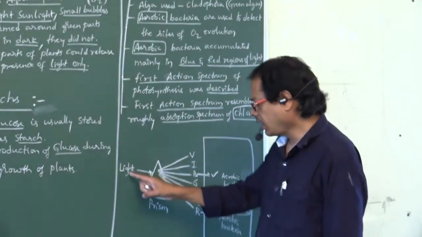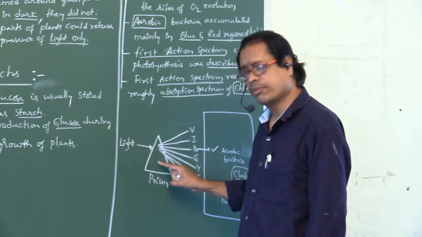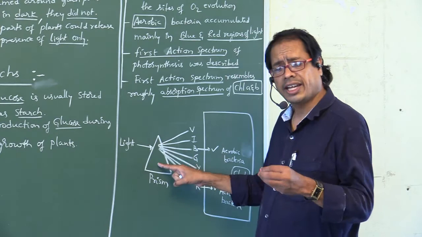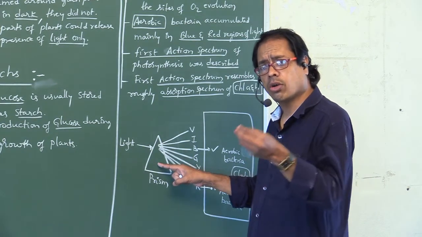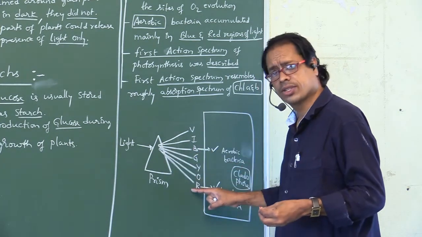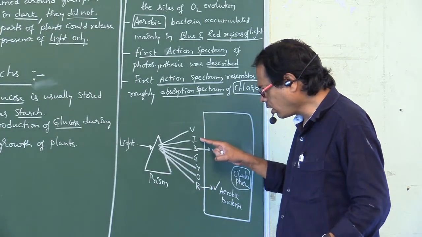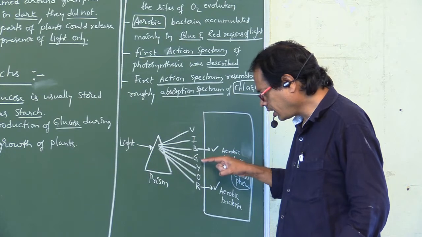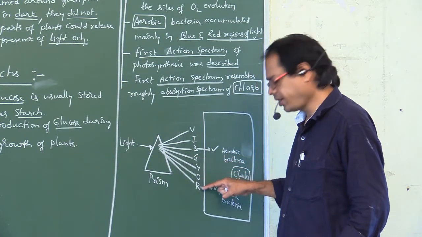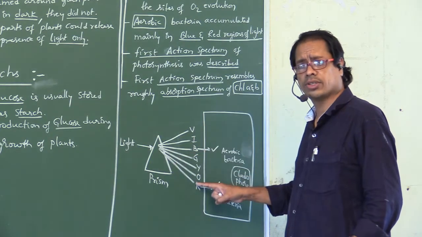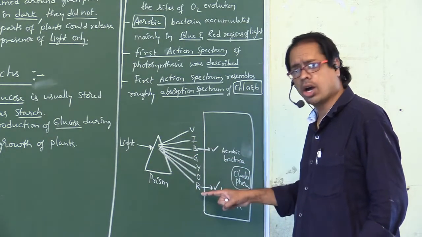He took a prism. Light is focused on the prism. This light splits into its spectral components, that is VIBGYOR: violet, indigo, blue, green, yellow, orange, red. So light splits into its spectral components called VIBGYOR.